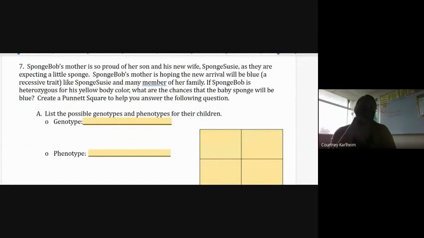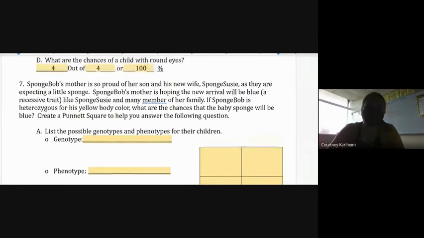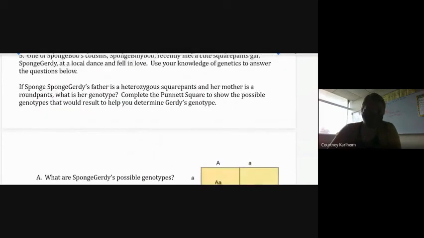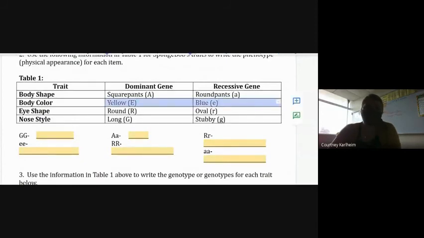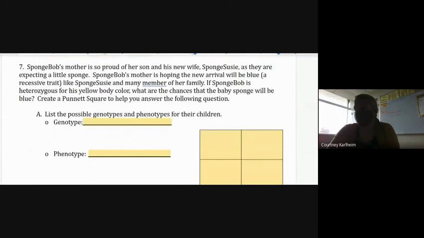So SpongeBob's mom is super proud of her son and his new wife, Sponge Susie, as they are expecting a little baby Sponge. And SpongeBob's mom is hoping that the baby will be blue, which is a recessive trait. So it's going to get the little letters. Let's just go see what letters they get first. So the colors are E. So it's going to get 2 little E's if it's going to be blue because it's the recessive trait. All right, there we go. So she wants it to be blue, like Sponge Susie and many members of the family.